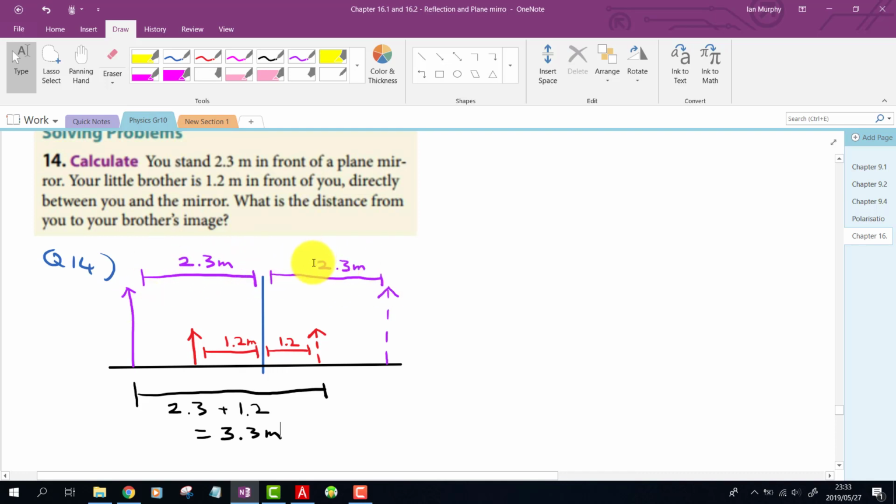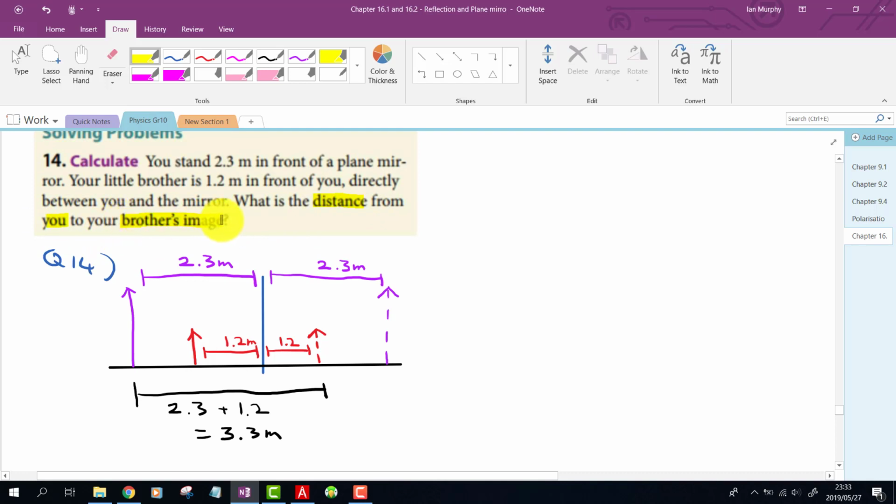I didn't use a ruler or anything, I just marked it roughly like this. Then I drew the brother. The arrow represents my brother, 1.2 meters from the mirror, and then the image the same distance. Then the question asked, what is the distance from you to your brother's image?